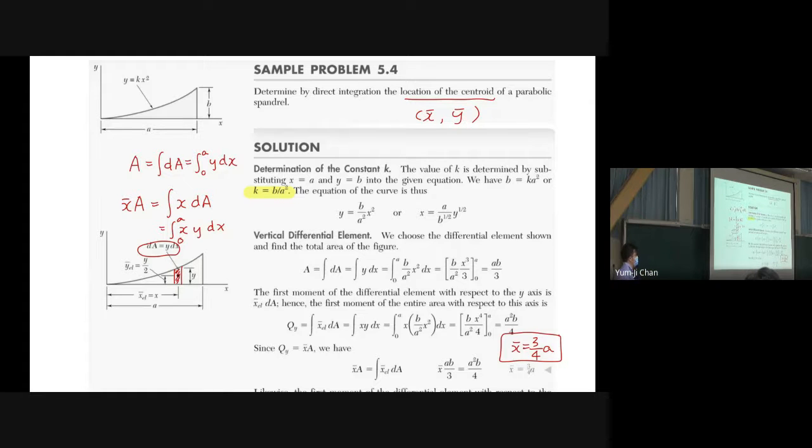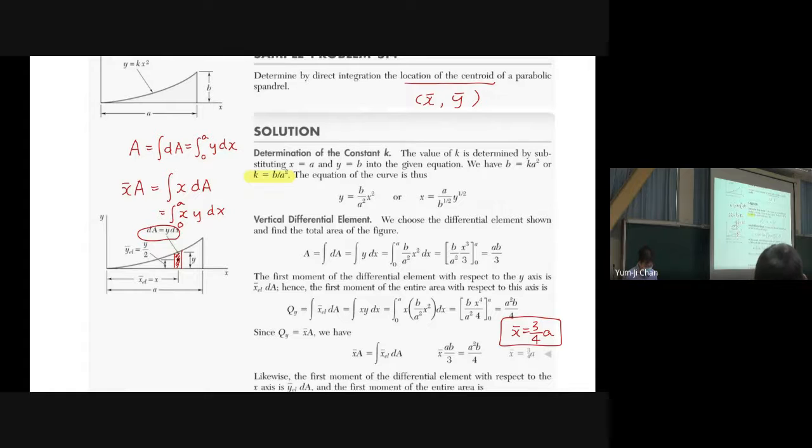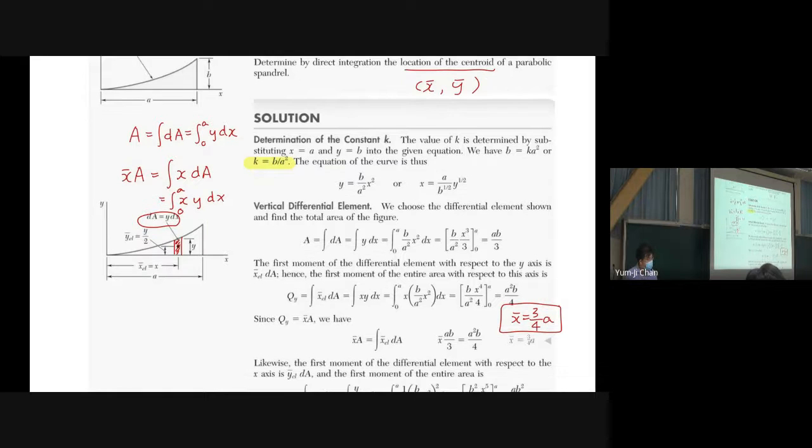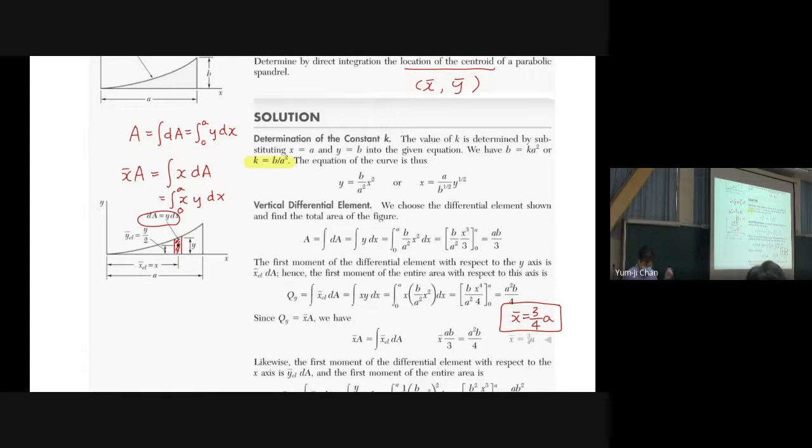The next thing is, how do we determine y bar? In chapter 5, we discussed one way. Let's write it down. Please take your time to write it down.